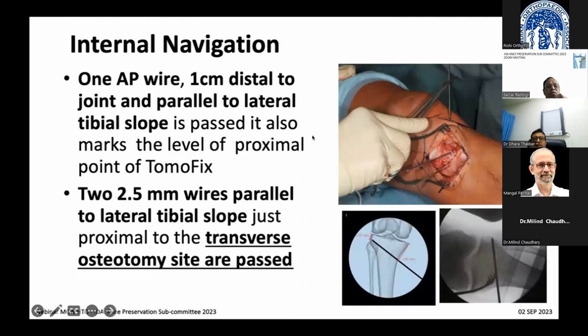So as I said, we pass 1 AP wire 1 centimeter distal to the joint line and 2 wires parallel to the lateral tibial slope.